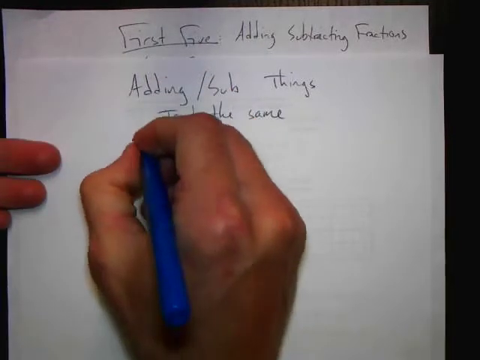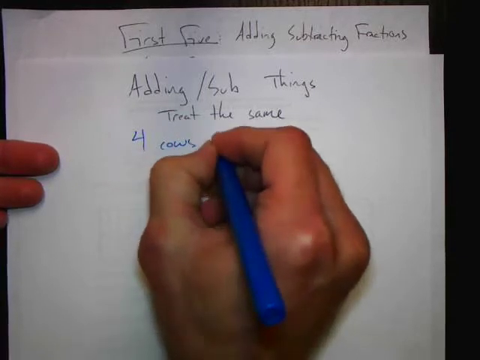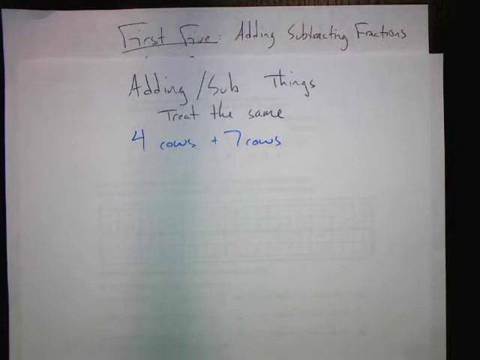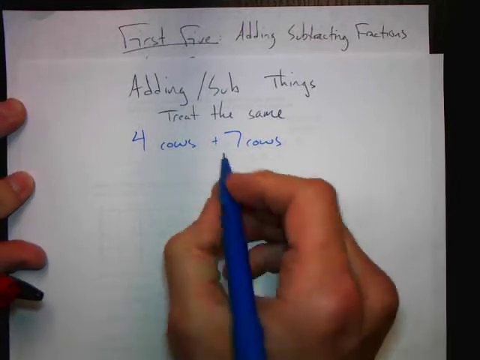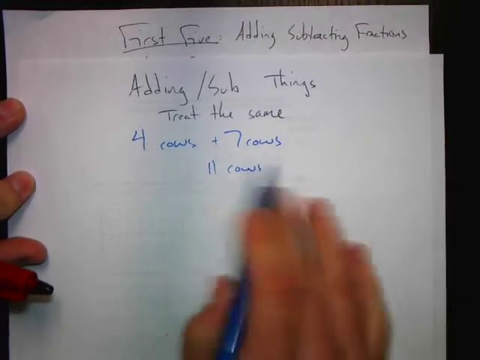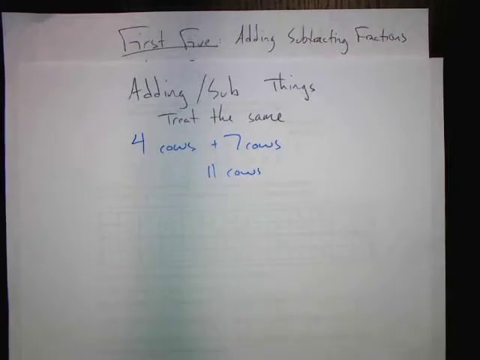If you have 4 cows plus 7 cows, what do you have? Most students will say 11. And I'm like, well, 11 what? And you have to think, well, I have 11 cows. You have to be specific. You're adding things, so you have to make sure you're working with the same things.